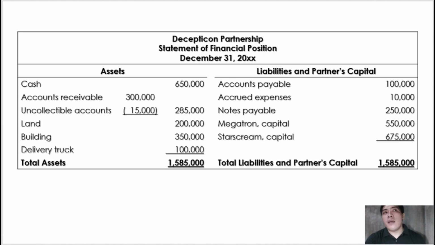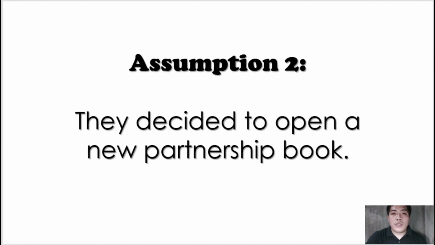Ayan. So, yung adjusted capital ni Starscream, we have 675,000. Yung previous capital niya na 660,000 plus yung 15,000 na net adjustment. Then, yung kay Megatron, yung 550,000. Verify na lang kung equal yung amounts. So, as per computation, total naman yung assets at saka yung total liabilities and partners capital at 1,585,000. Okay?